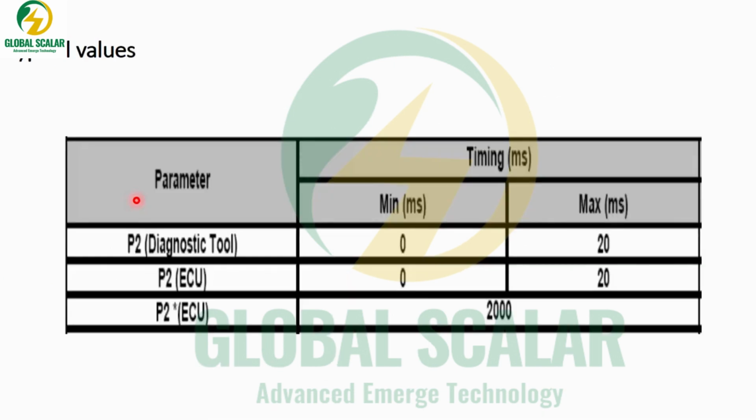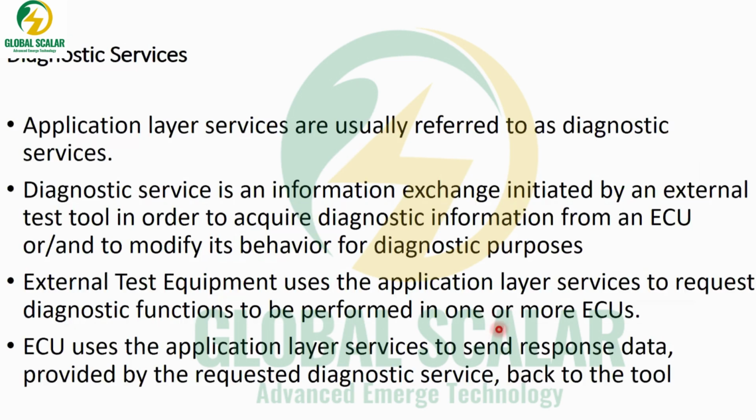Generally we have the P2 star maximum and minimum. It will be like 20 milliseconds as the maximum value of P2, and P2 star will be 2000 milliseconds. Until 20 milliseconds the ECU can wait. After 20 milliseconds you will get an NRC saying 78. So whatever request you send to the ECU is sent successfully, but after 20 to 2000 milliseconds, it waits for some time and then gives the positive response.